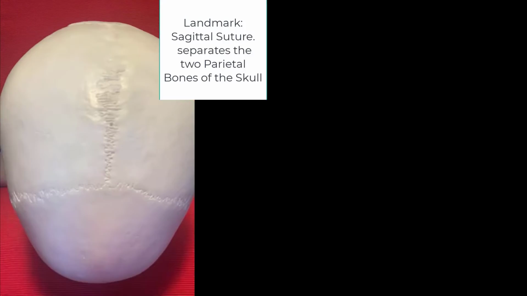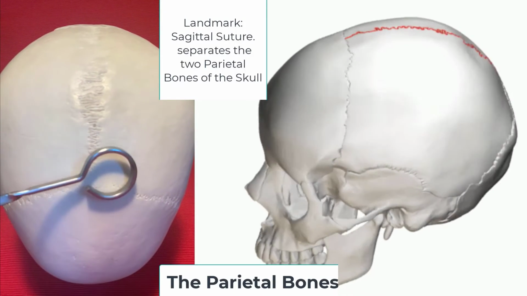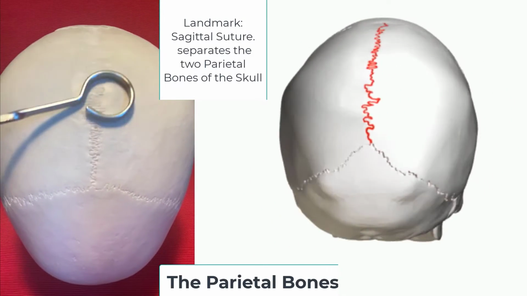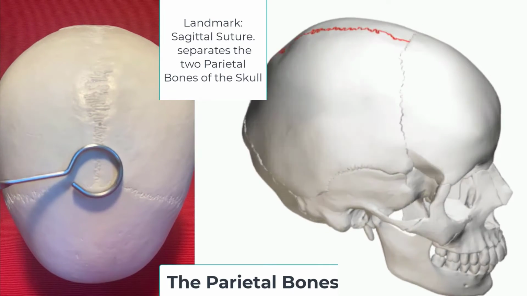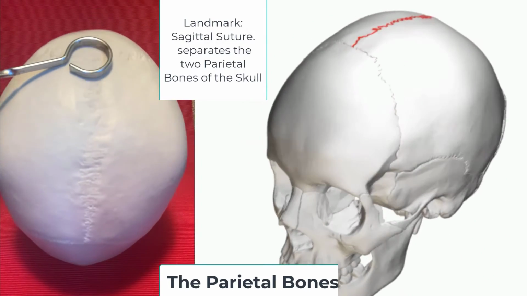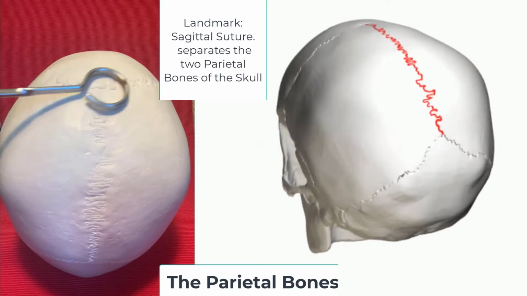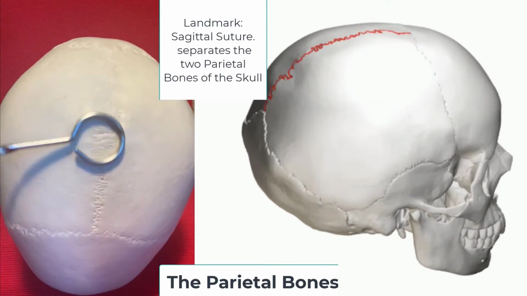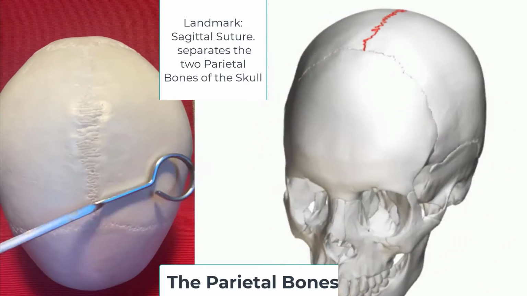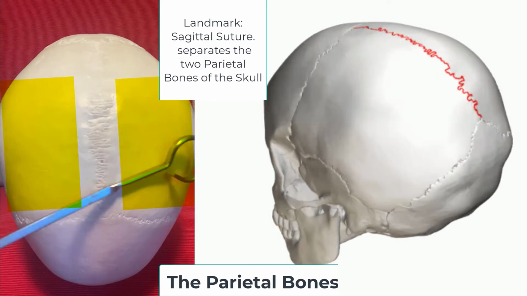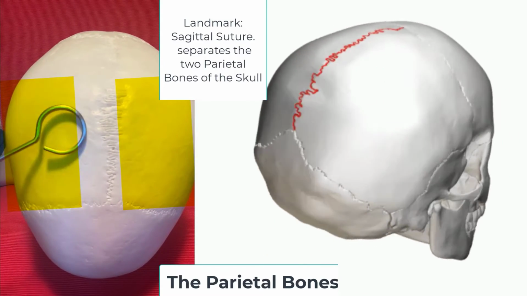So right now we're in anterior view. Moving back to the superior view, you will see there is the sagittal suture that goes from the coronal suture back through the occipital bone to the lambdoidal suture. This sagittal suture is separating the two parietal bones. So the parietal bones are paired.